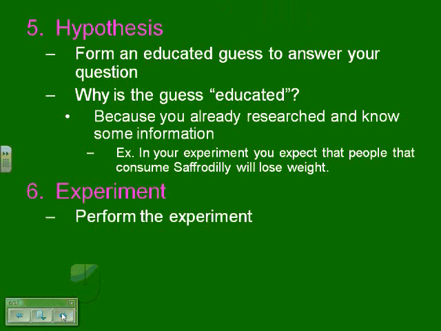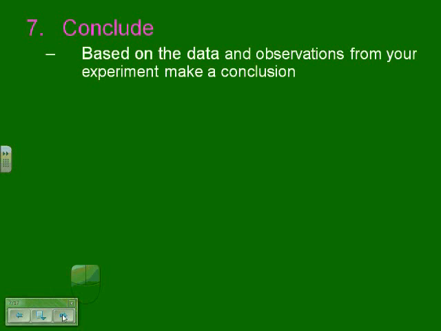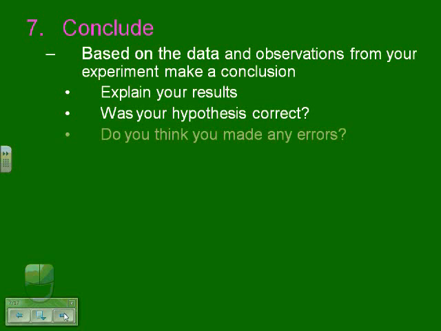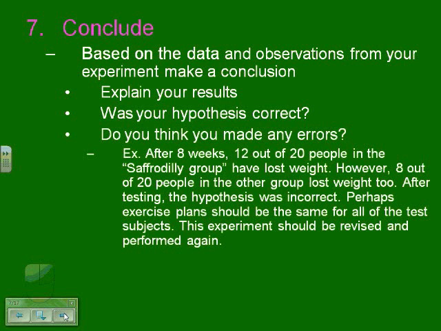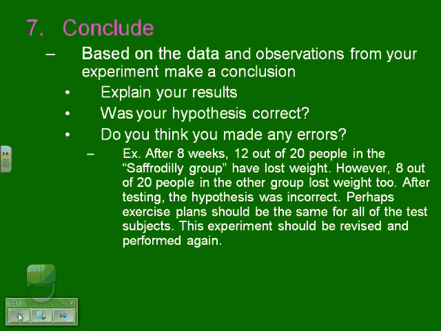So then you perform the experiment. This is when you're actually going to collect your data, your observations, and test your subjects. And finally, you're going to conclude. You're going to wrap it up, explain what your results were, whether or not your hypothesis was correct, if you made any errors. So I gave you an example of a conclusion here: after 8 weeks, 12 out of the 20 people in the Saffrodilly group have lost weight. However, 8 of the 20 people in the other group lost weight too. After testing, the hypothesis was incorrect. Perhaps exercise plans should be the same for all the test subjects. This experiment should be revised and performed again.